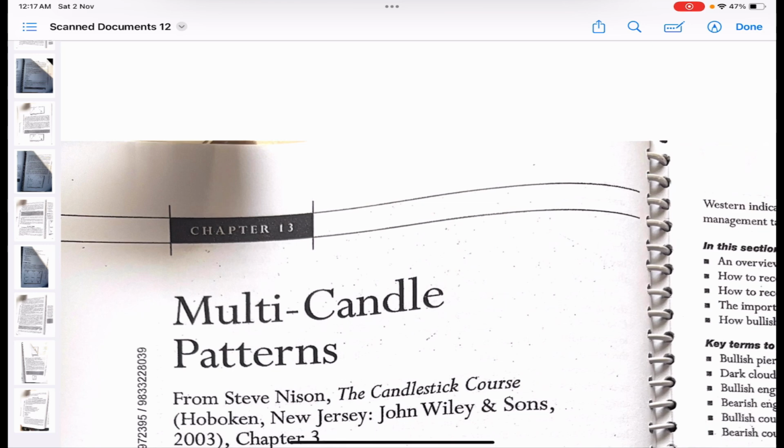Hi everyone, in this video we'll be starting with chapter number 13 of CMT level 2, multi-candle patterns. Before watching this video, make sure that you've checked the single candle patterns. If you haven't, then check the playlist link in the description box below and watch all the previous chapters, and then you can come back to this.